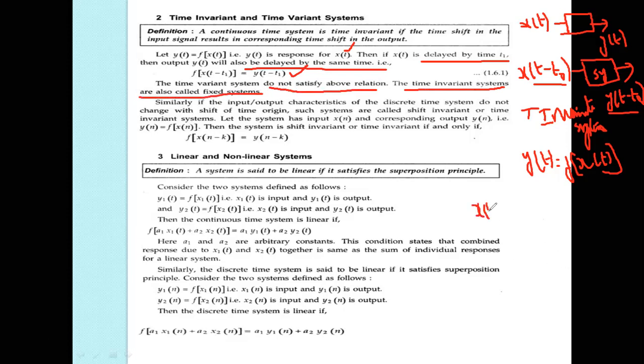If the input is delayed by t0 samples but the output is not delayed by t0 samples, that system we call a time variant system. The time variant system does not satisfy the above relation. A continuous time system is time invariant if the time shift in the input signal results in the corresponding time shift in the output. That we call time invariant; which does not satisfy that condition, we call a time variant system.